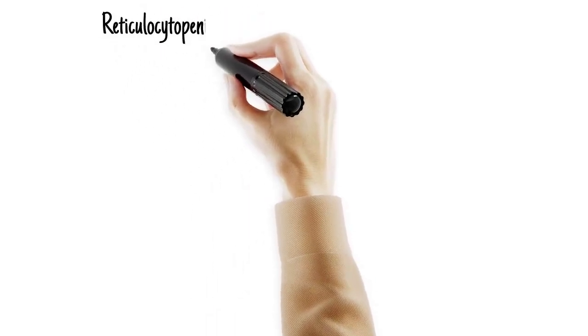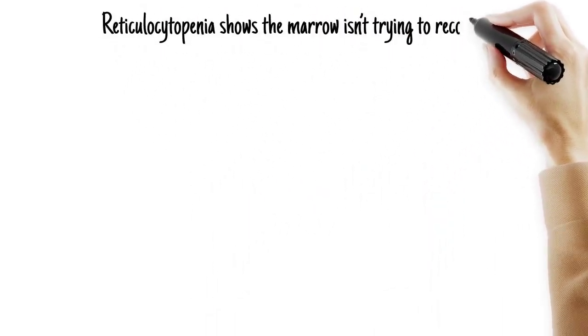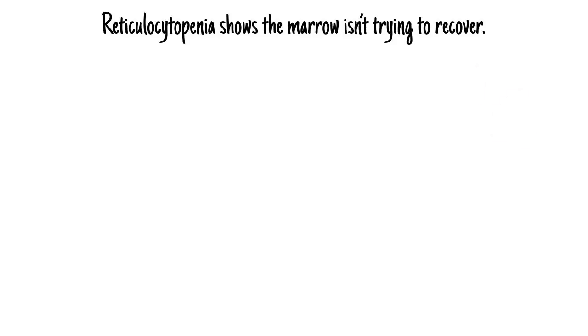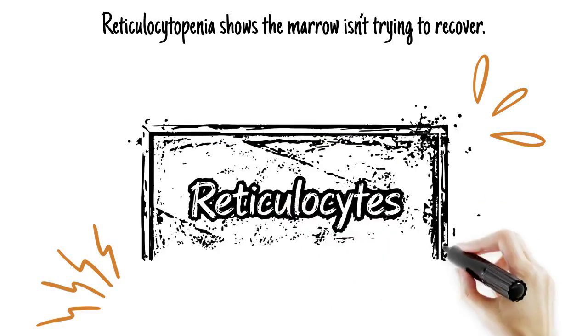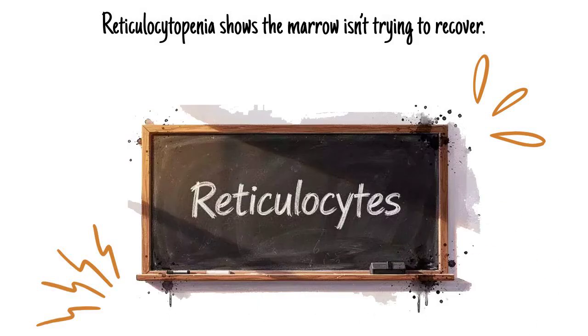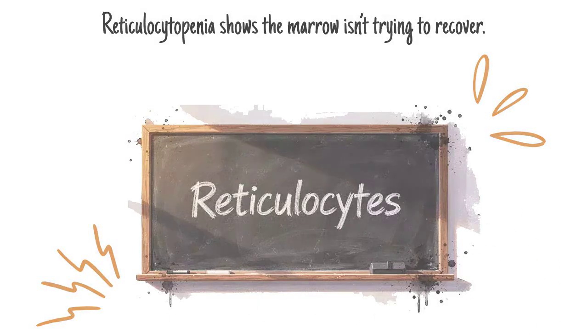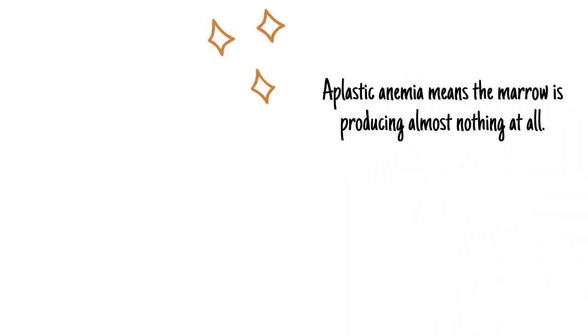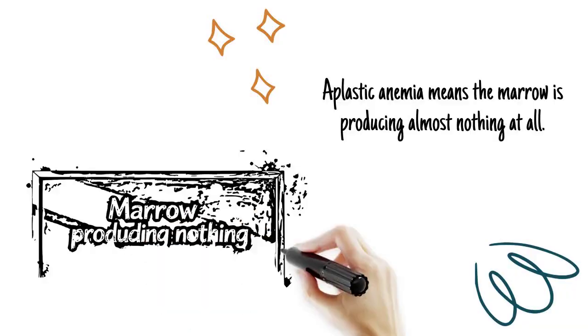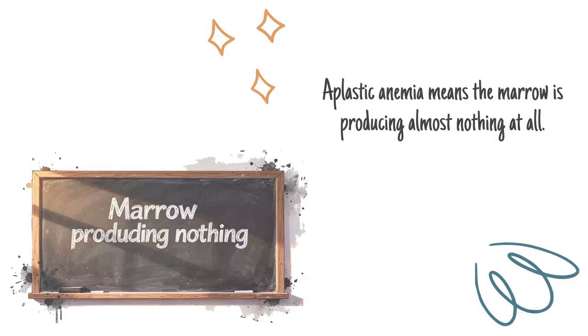On top of all this, reticulocytopenia is also present. Reticulocytes are immature red cell precursors that would normally appear in the bloodstream as a sign that the marrow is at least attempting to compensate. In aplastic anemia, even these are absent or severely reduced. This confirms that the marrow is producing essentially nothing at all, and there is no meaningful recovery attempt underway.